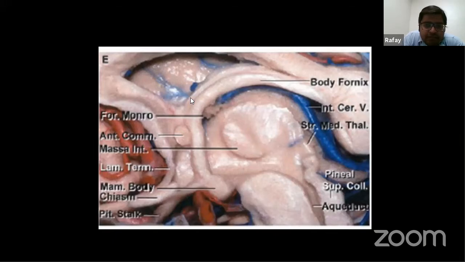This is the lateral view or the sagittal view of the specimen, showing the components of the anterior wall, that is the optic chiasm, the lamina terminalis arising from the optic chiasm and going upward and blending with the rostrum of the corpus callosum. Posterior to the lamina terminalis, we have the anterior commissure, and posterior to that, we have the column of the fornix, that is the continuation of the body of the fornix, and it goes and ends in the mammillary body.